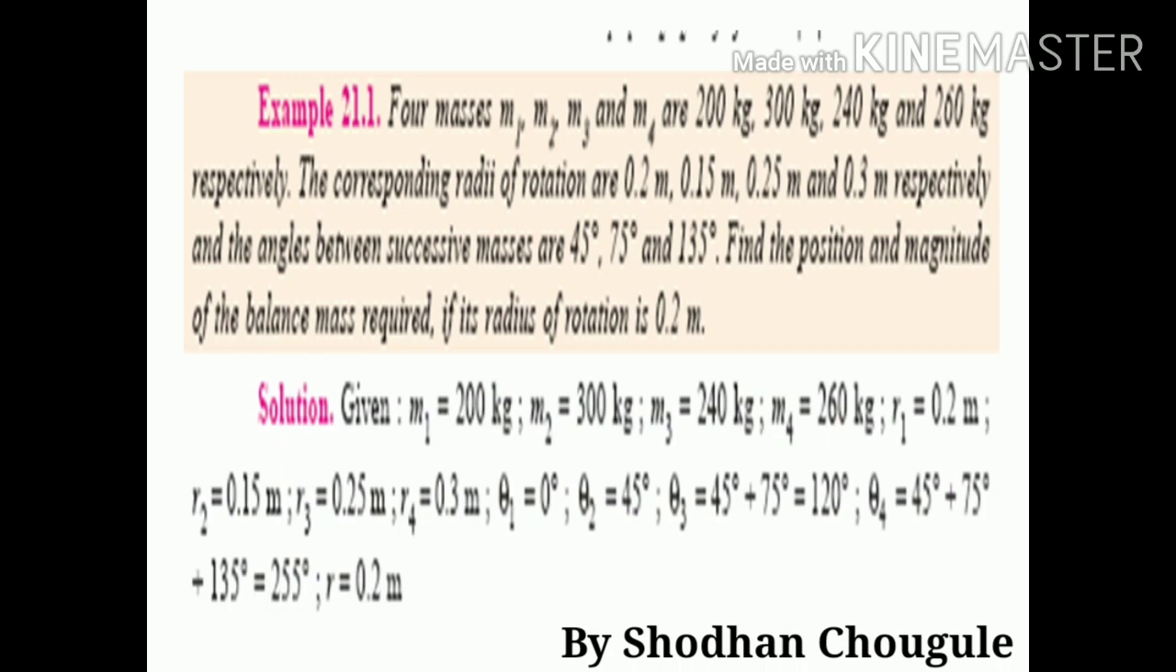I will read out the given data. M1 200 kg, M2 300 kg, M3 240 kg, M4 260 kg. R1 is 0.2 meter, R2 is 0.15 meter, R3 is 0.25 meter and R4 is 0.3 meter. So theta 1 is equal to 0 degrees, theta 2 is equal to 45 degrees, theta 3 is equal to 45 plus 75, that is 120 degrees, and theta 4 is equal to 45 plus 75 plus 135, that is 255 degrees, and the radius of rotation of the balanced mass should be equal to 0.2 meter.